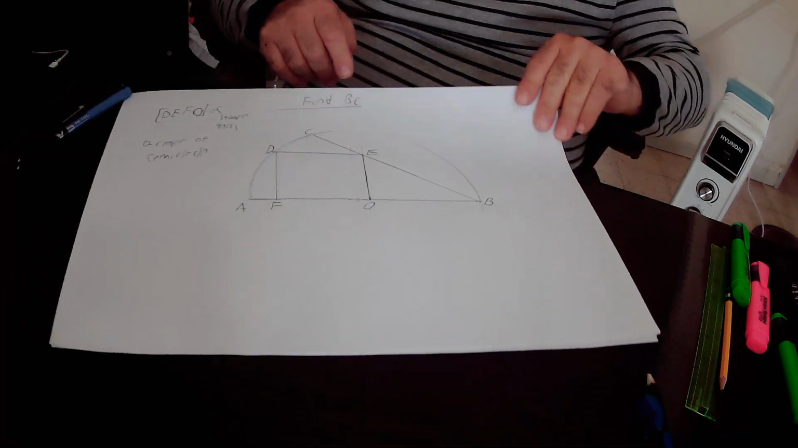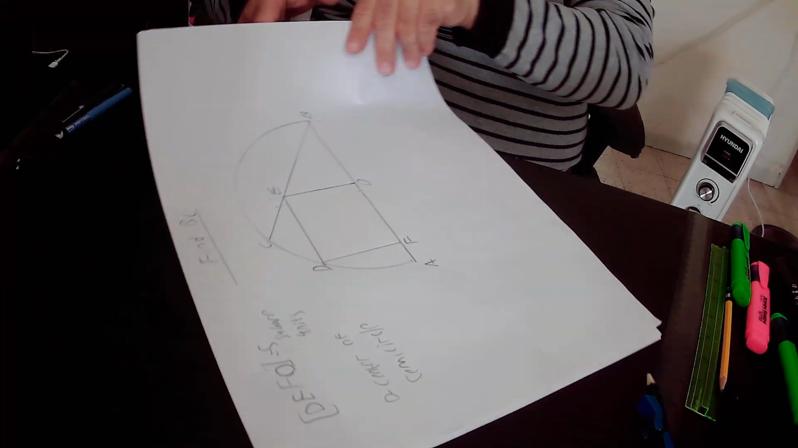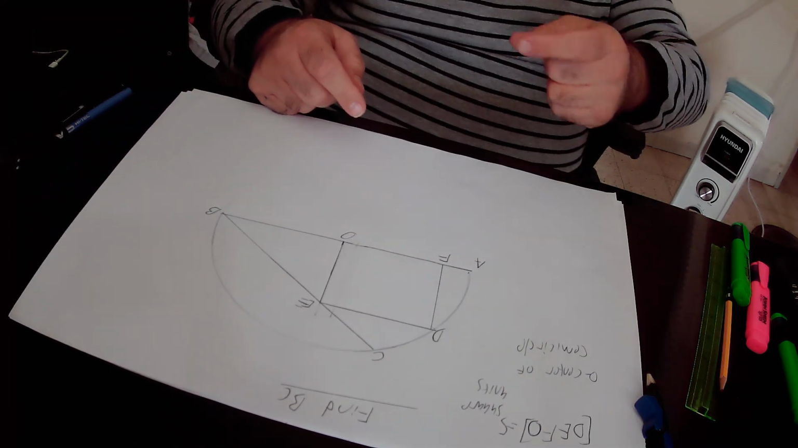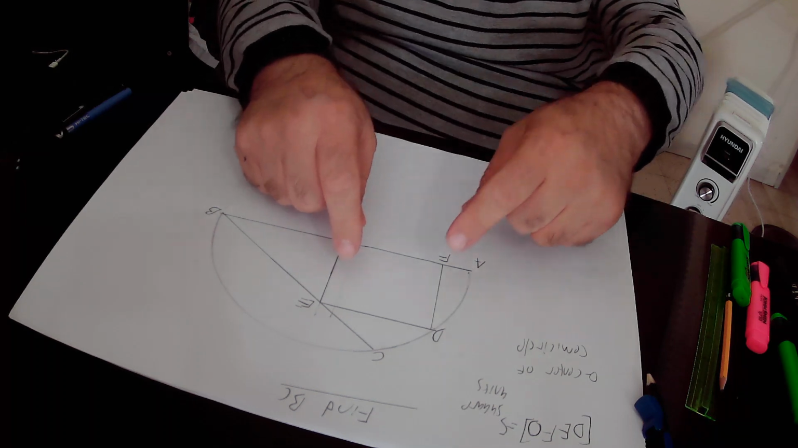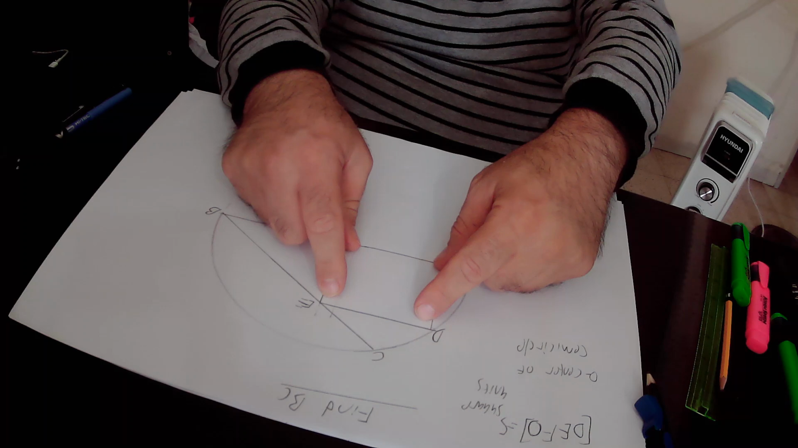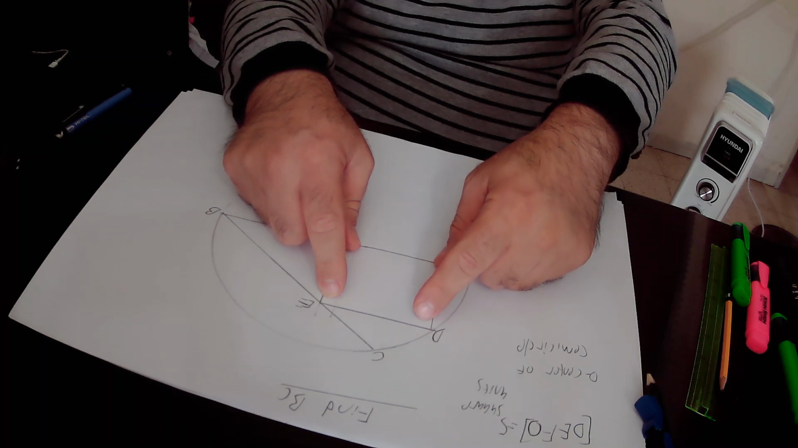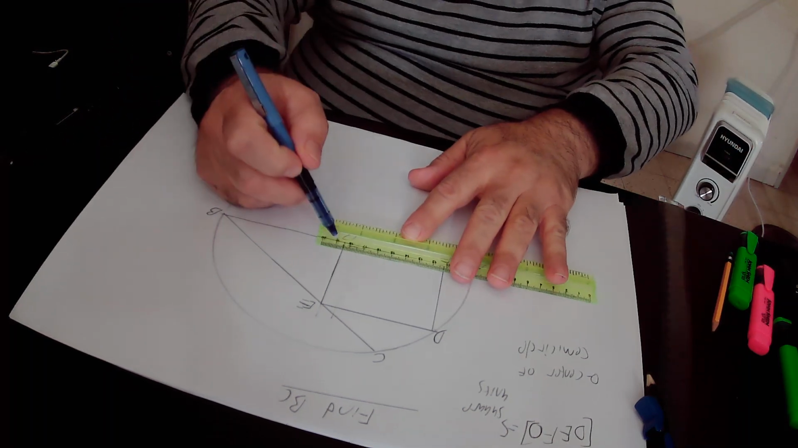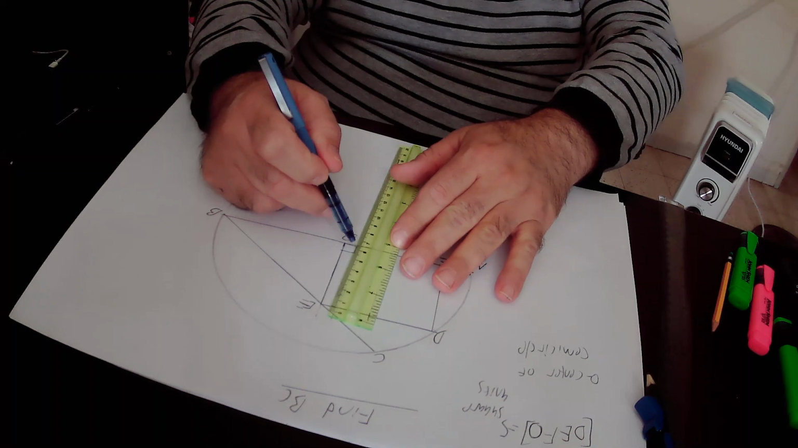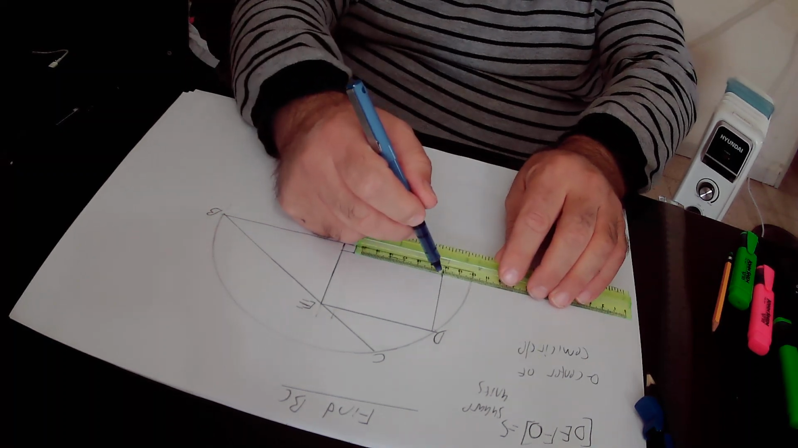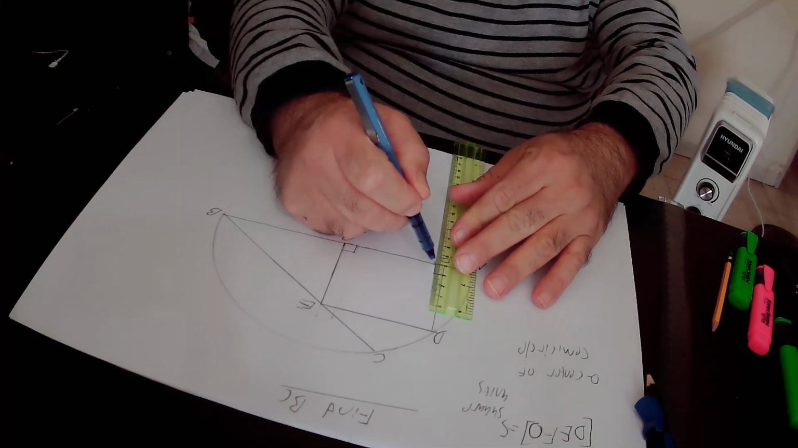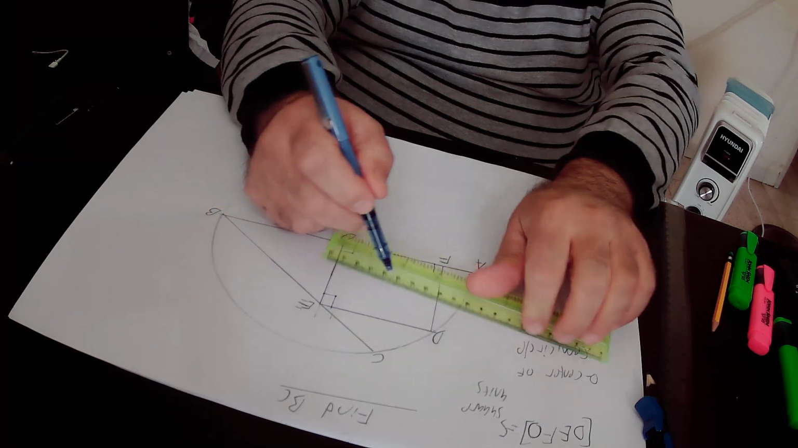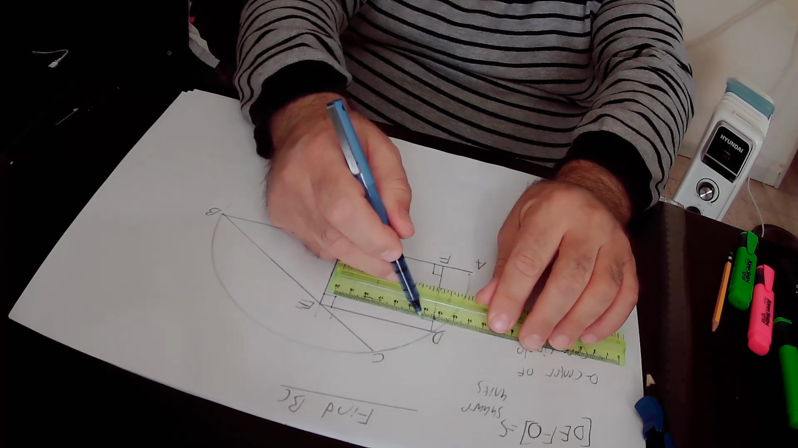Okay, so first of all, because DEFO is a square, we know that all the angles inside any square are right angles. So those 4 angles that are inside square DEFO are all right angles. So I'll write it down. This angle equals 90 degrees. This angle also equals 90 degrees. This angle equals 90 degrees. And finally, this angle also equals 90 degrees.